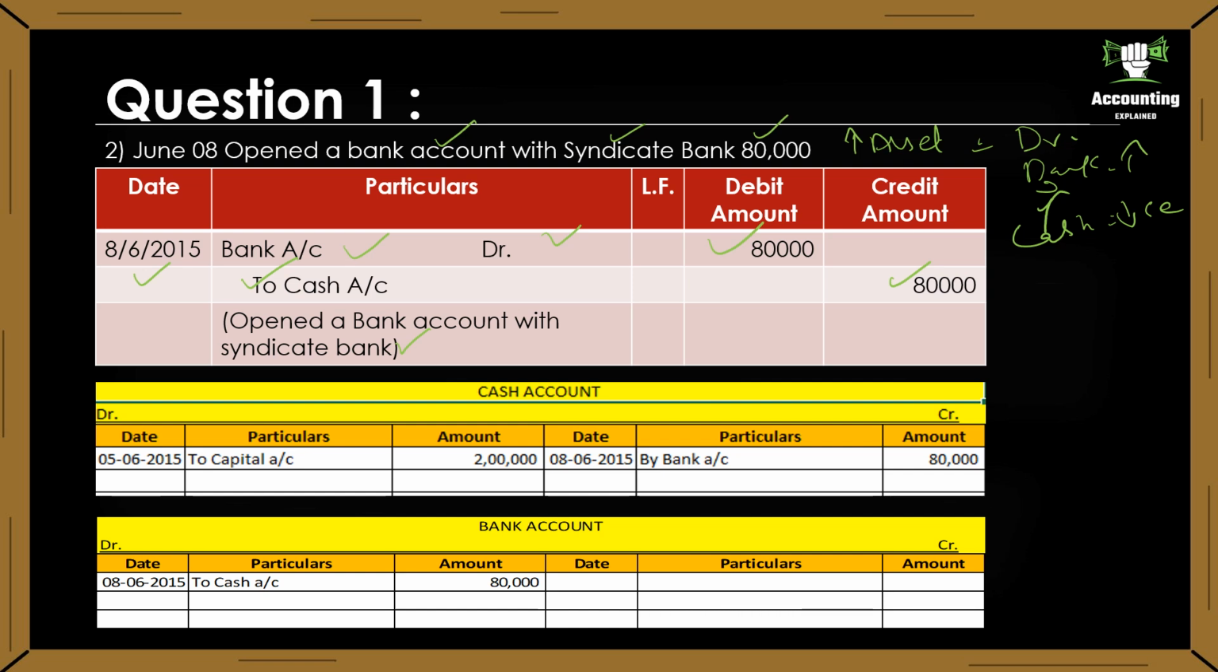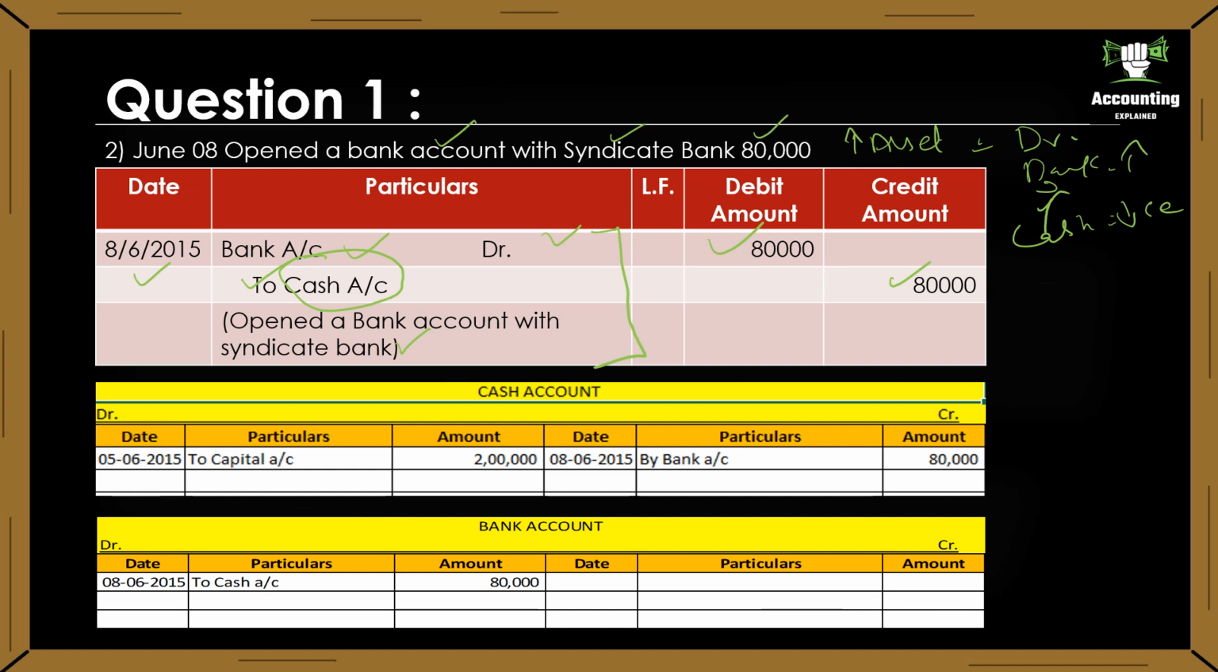Now we have two accounts here, bank account and cash account. Technically, we have to open two accounts, bank account and cash account, but it is not necessary to open the cash account again because we have already opened the cash account, and relevant entries to the cash account we will take to the cash account. Once again, I am telling, if the account has been already opened, no need to open it again. Okay, so let's see the journal entry and we will post it to the ledger.